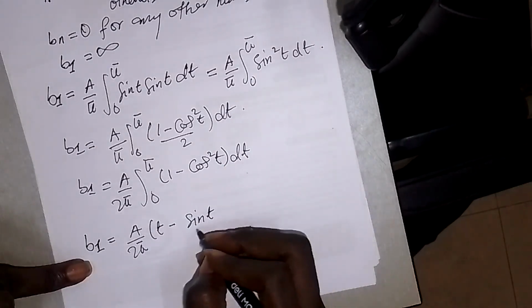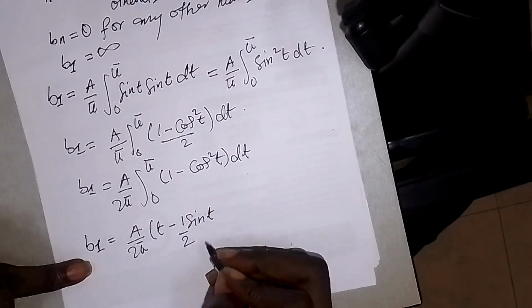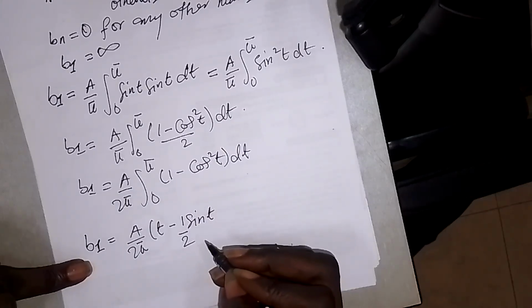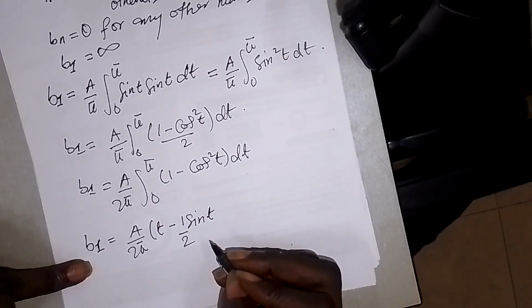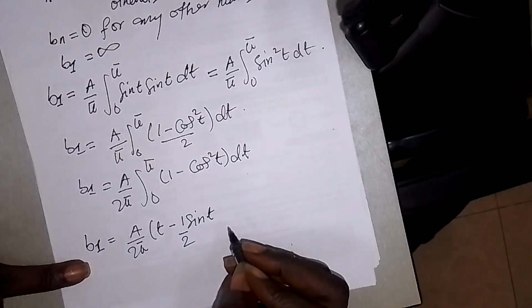Sine t over 2. Let me bring that 2 here: 1 over 2, sine t over 2. So basically, that is what we're going to have here.